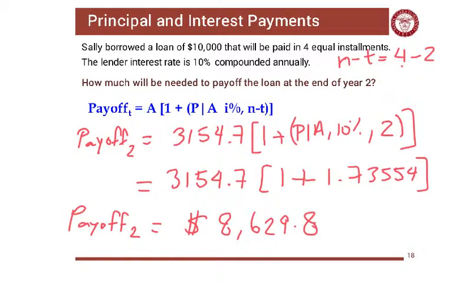So this is the end of the second part. We covered now two values that we can calculate for a loan: the unpaid balance at any year and the payoff also at any year.